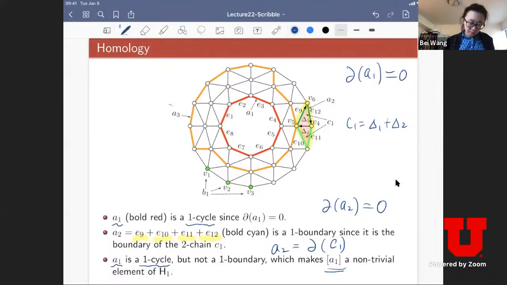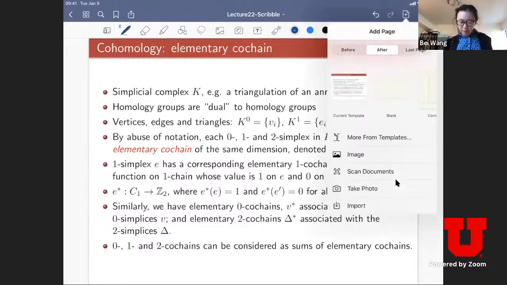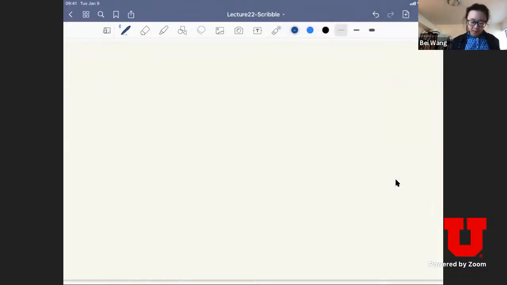For example, A3 also describes this tunnel. So in other words, A3 is part of the equivalence class described by A1 because they describe exactly the same homology class. Okay, so that is homology. Now let's move on to cohomology. Before I introduce all these notations, let's just have an overall picture of homology and cohomology.